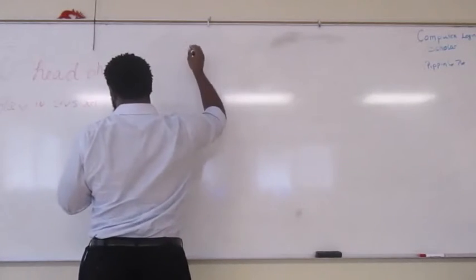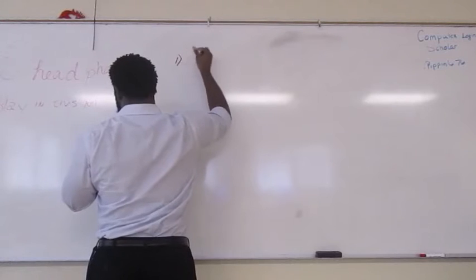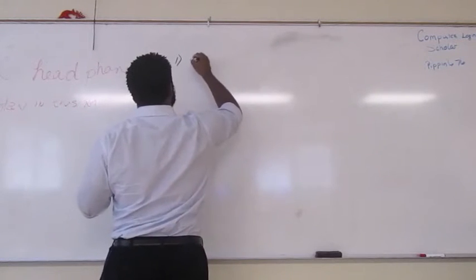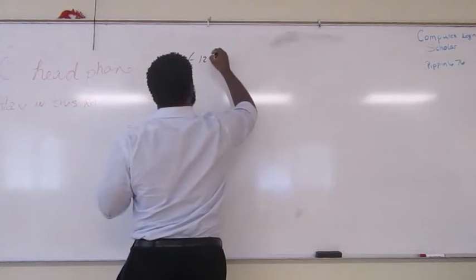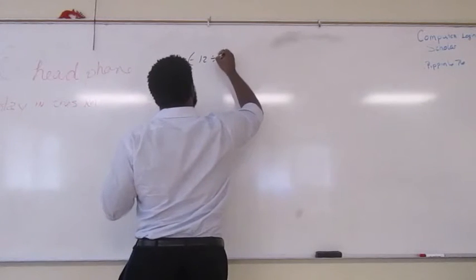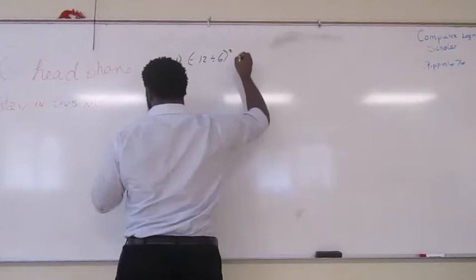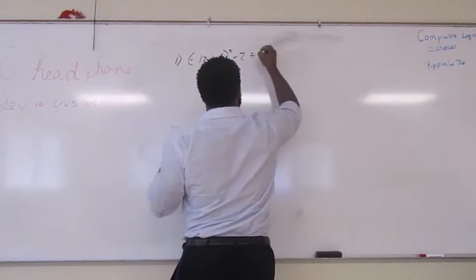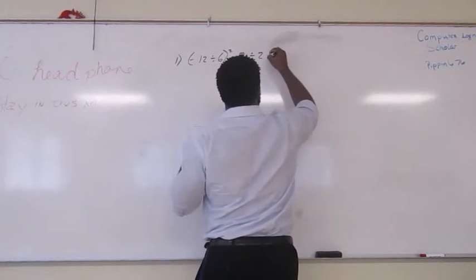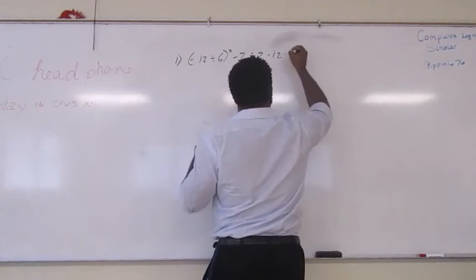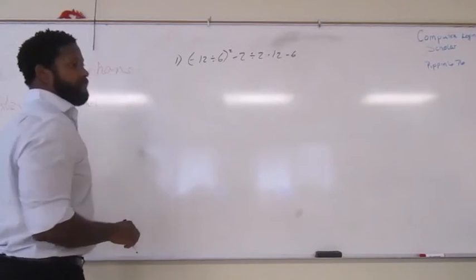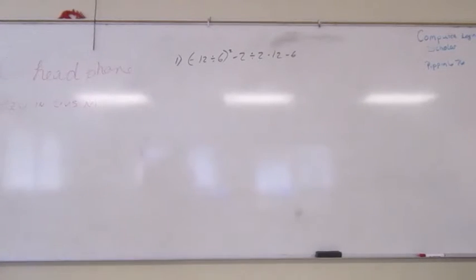Your number 1 is negative 12, in parentheses, divided by 6 squared minus 2 divided by 2 times 12 minus 6. Okay? This is what we're looking at.